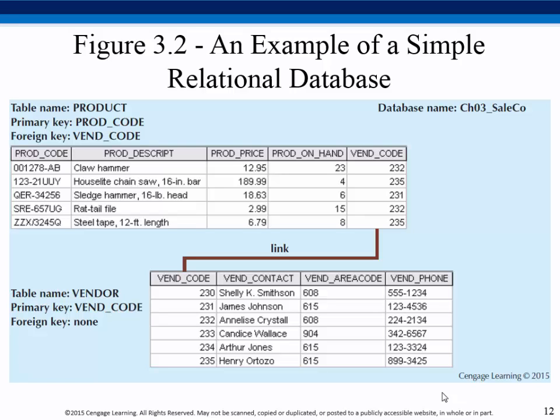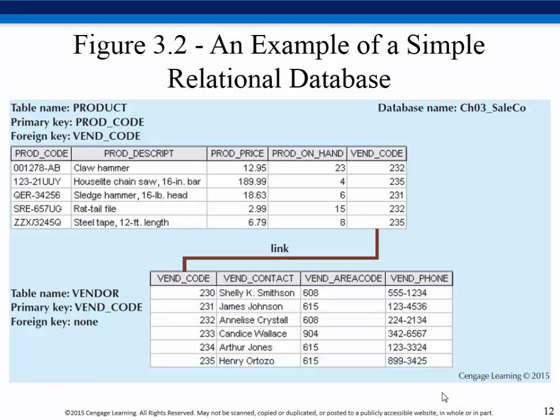So let's look here at this example. You have your first table there, which is product, and you have your vendor table. Your primary key in your product table is your product code, and then you have some other attributes there: product description, product price, product on hand. Then you have your VIN code, which is a foreign key from another table. And if you look in your vendor table, VIN code is the primary key in that table. Then you have your VIN contact, your VIN area code, and your VIN phone number.